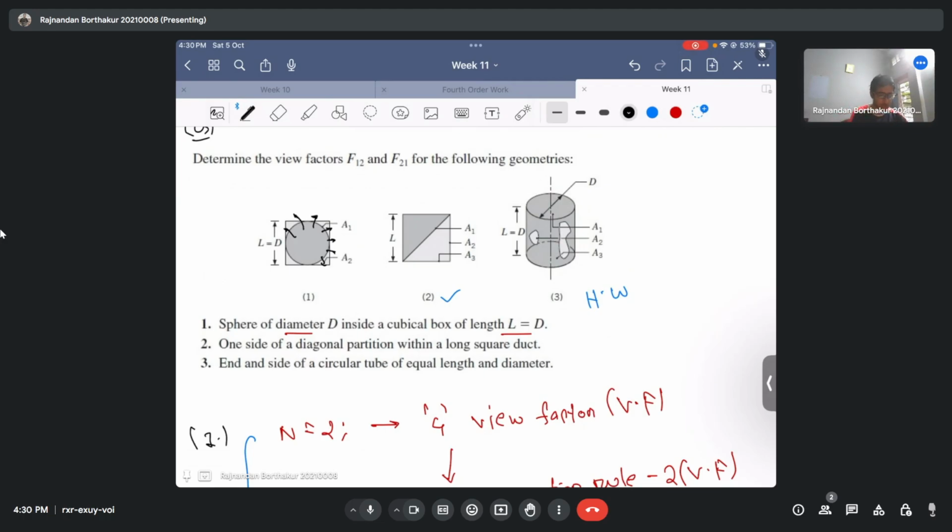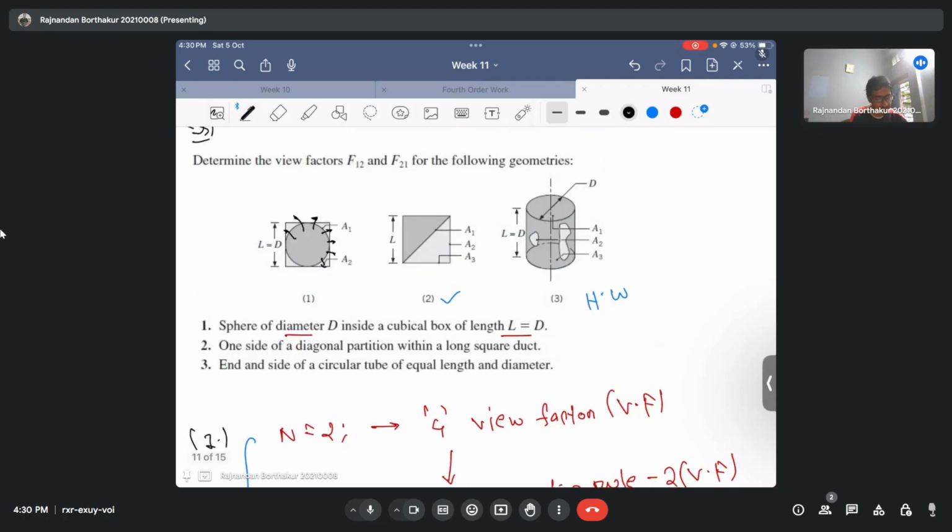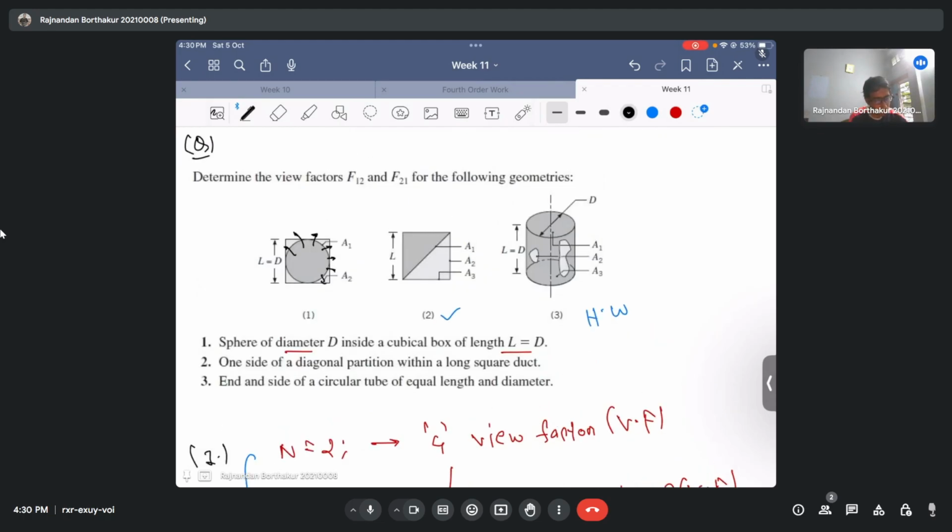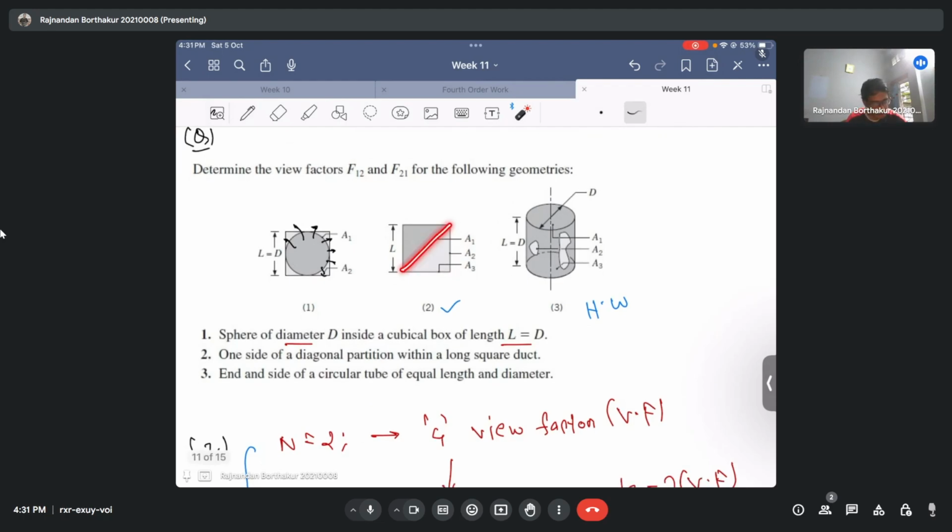Okay, so in problem 2 it says that there is a long square duct of this form. There's a partition which is dividing the square duct into two surfaces, or into two volumes, as you can see here. In this case, you need to calculate F12 and F21, where 1 is your partition, 2 is this surface, and 3 is of course this surface. That is what they are asking us to do.